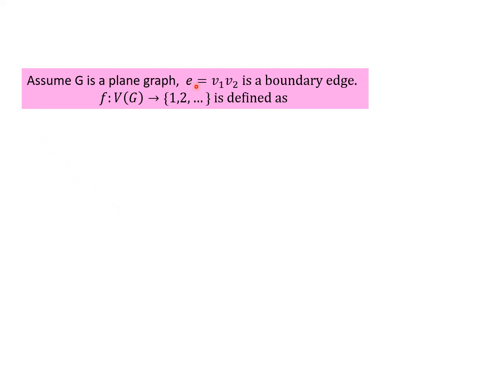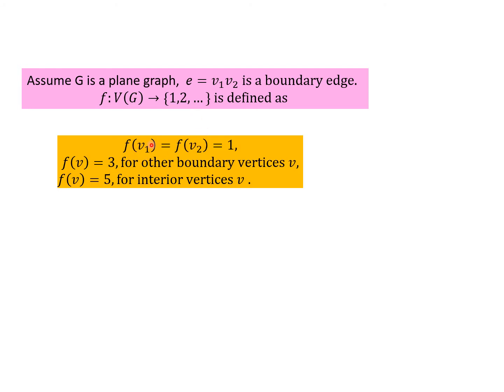So assume G is a plane graph and e is a boundary edge, and f is a function that assigns to each vertex a positive integer, defined as follows. Say this is a special boundary edge. The end vertices of this boundary edge have value 1, and other boundary vertices have f(v) equals 3, and for each interior vertex f(v) equals 5. So this is the function that we're interested in, and the theorem we're going to prove is that for the function defined like this, the graph G minus e is f-AT, so it has an Alon Tarsi orientation such that the out-degree of each vertex is bounded by f(v) minus 1.